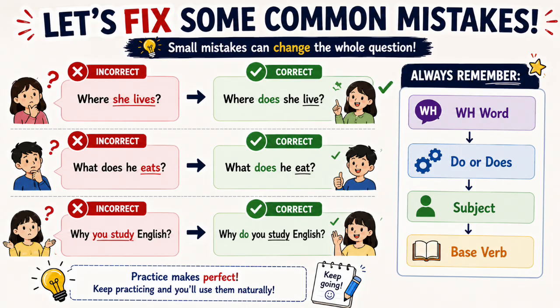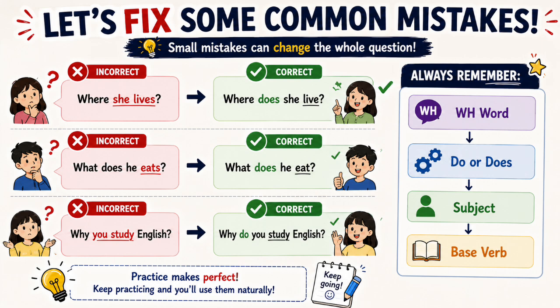Now let's fix some common mistakes. Where she lives? Incorrect. Where does she live? Correct. What he eats? Incorrect. What does he eat? Correct. Why you study English? Incorrect. Why do you study English? Correct. Always remember WH word, do or does, subject, base verb.